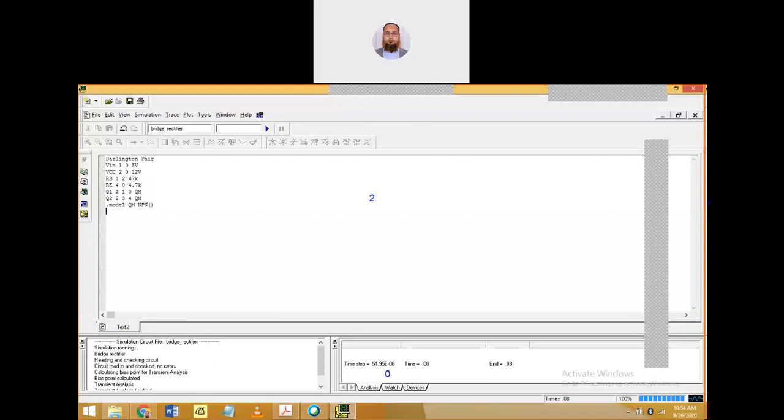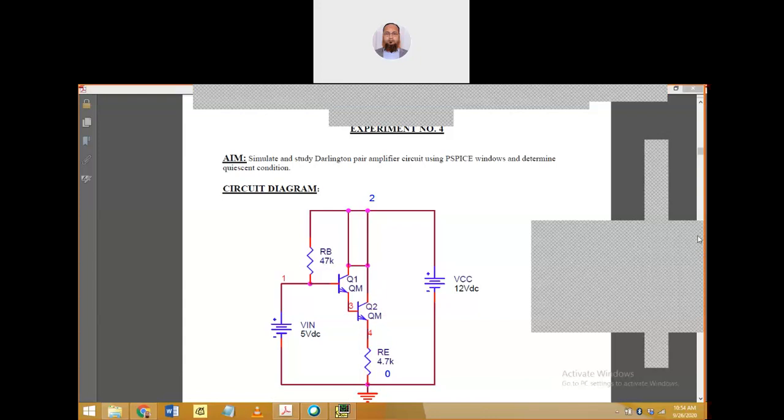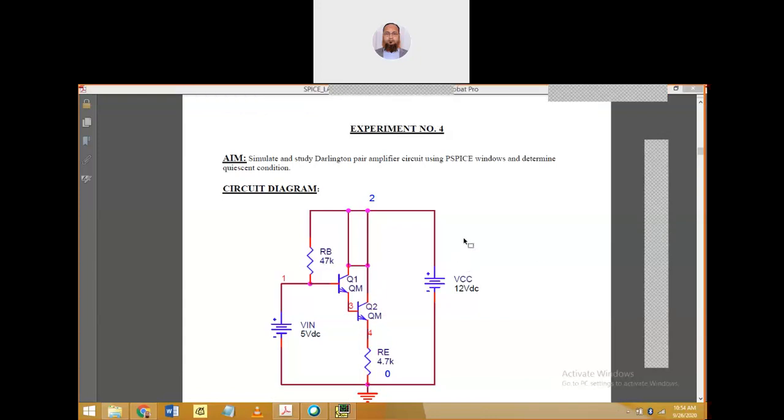In the description of the circuit, if there is any doubt, any problem, you can ask. In the description, name, model, I have written here in the circuit. If you have any doubt in this regard, you can ask. Okay, so we have defined the circuit completely.